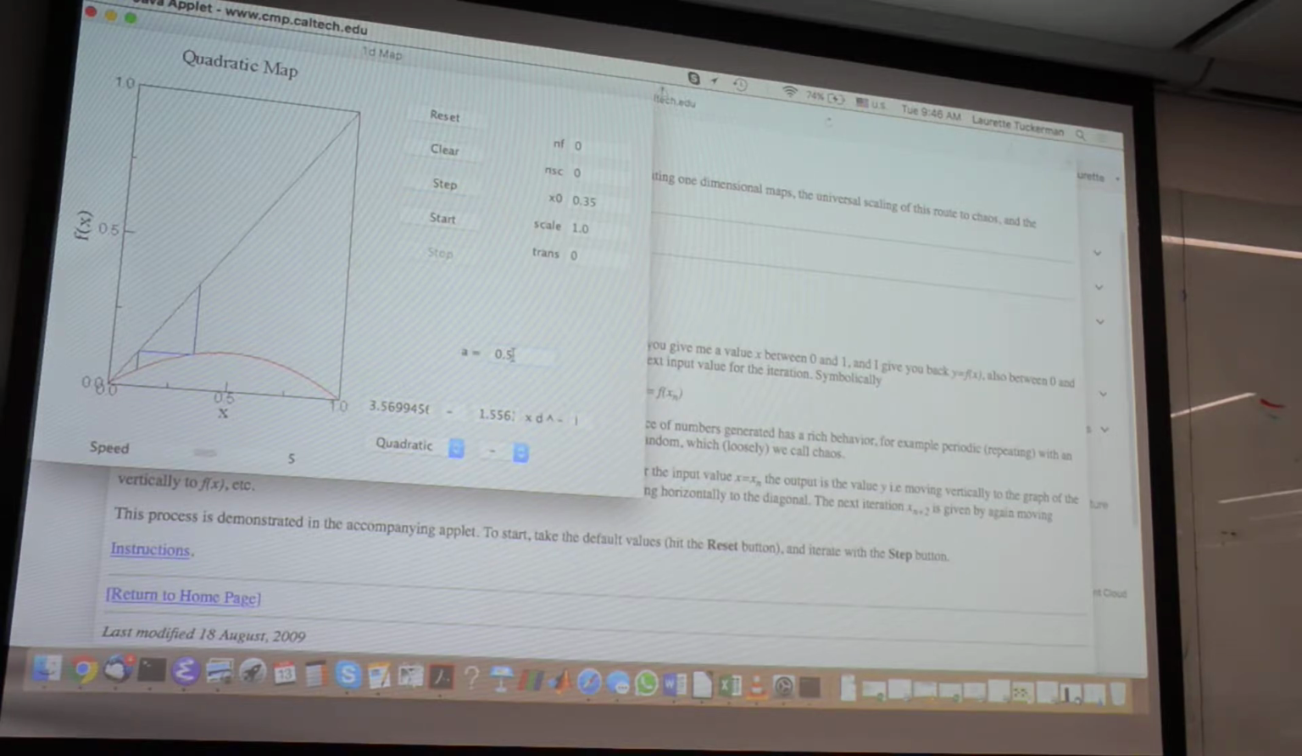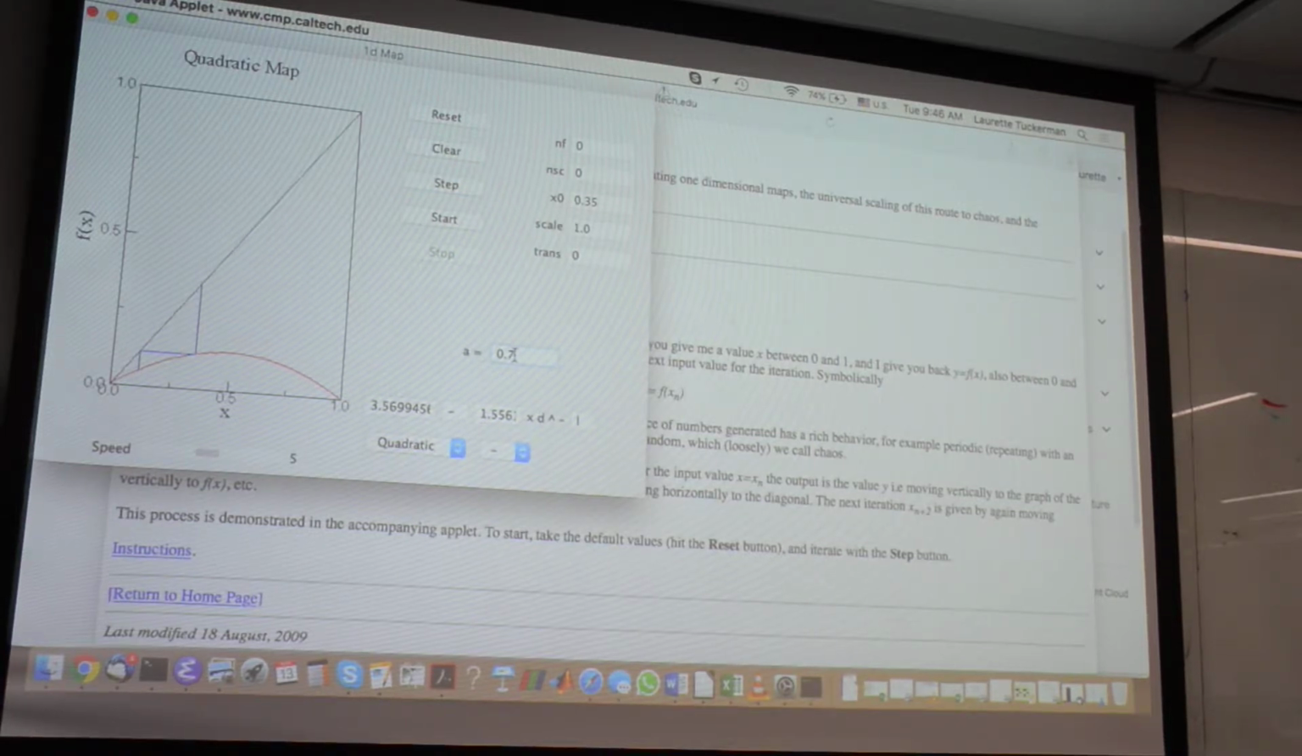And now I'm going to increase A, and that's still pretty much the case, I guess. I'm just going to go down like that. And now I'm going to make A 1.